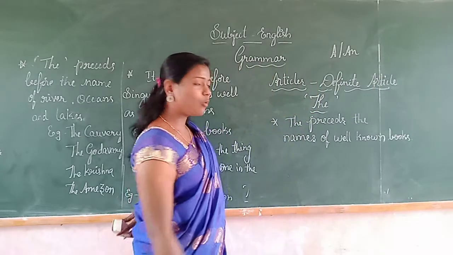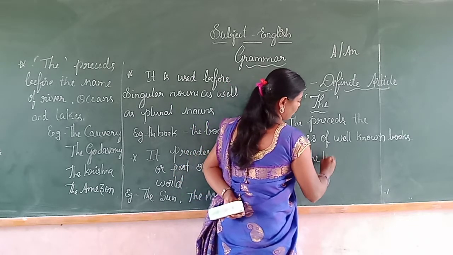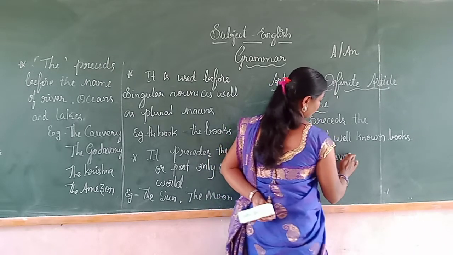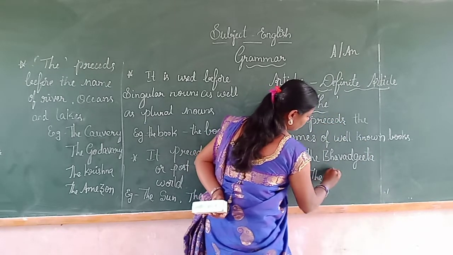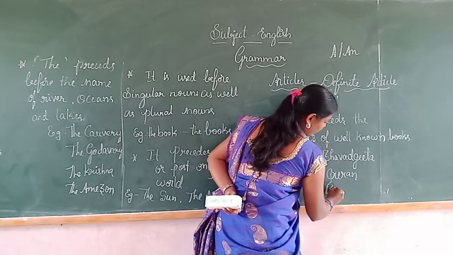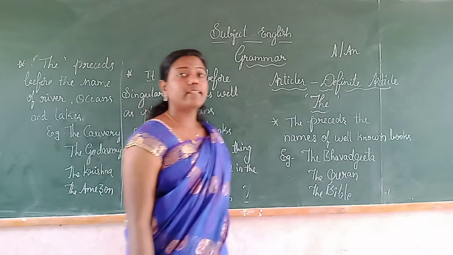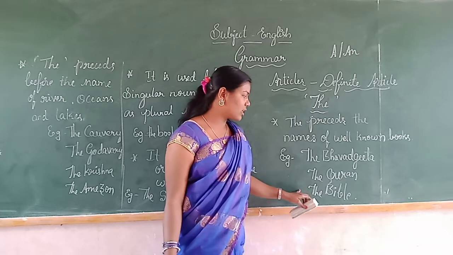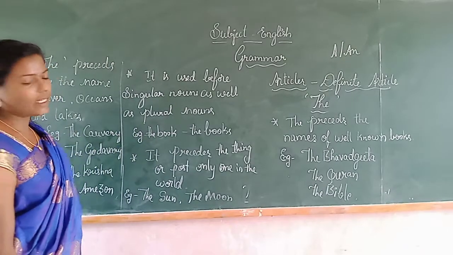For example, the great books are the Bhagavad Gita. It's a sacred book of Hindus. The Bhagavad Gita. And second one, the Quran. Third one, the Bible. So, when we tell the name of the important and sacred books, we already know these books. Here we use the Bhagavad Gita, the Quran, the Bible. And next one, it precedes a singular noun indicating a class.